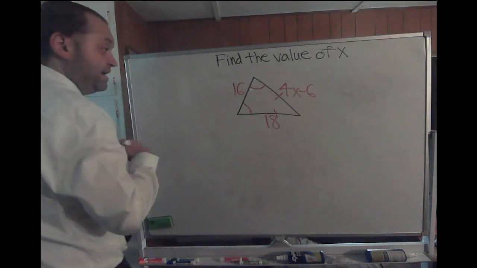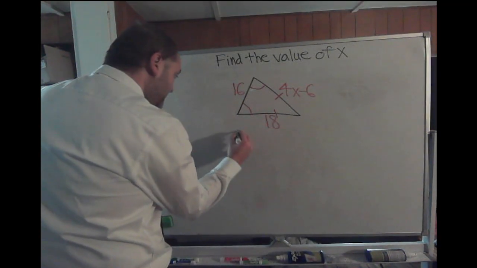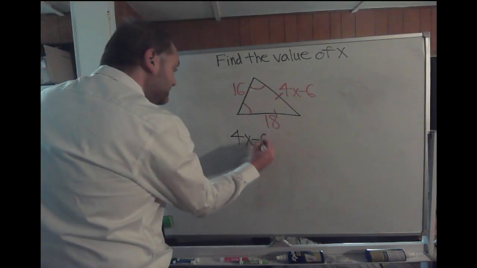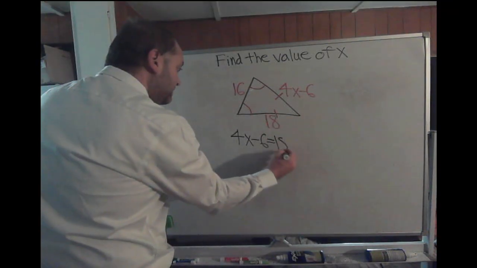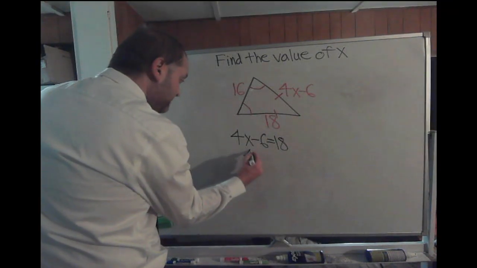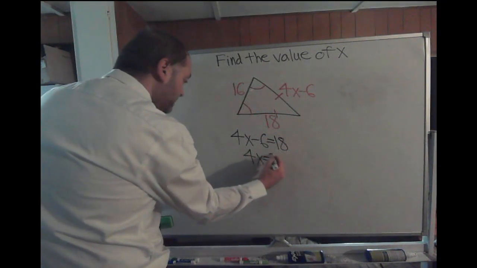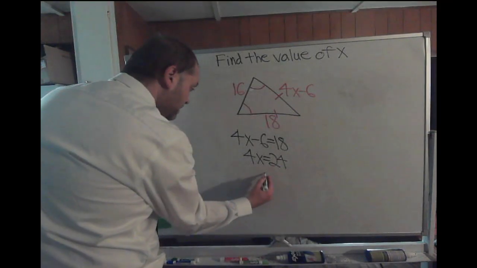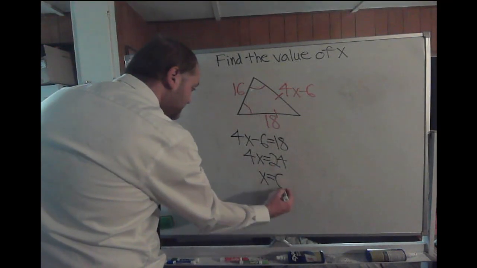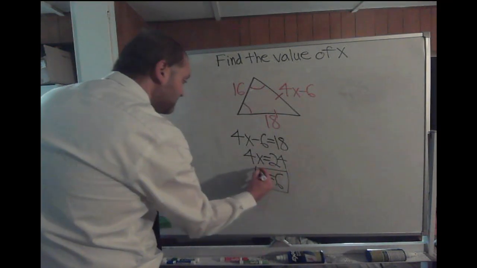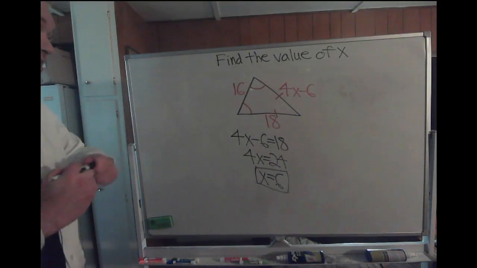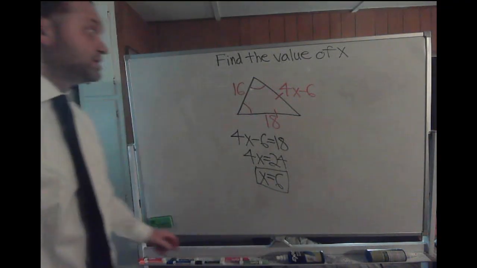So all we're going to have to do now is take that 4x minus 6, set it equal to 18, which then means 4x equals 24, which then means that x equals 6. So you end up getting that x equals 6.